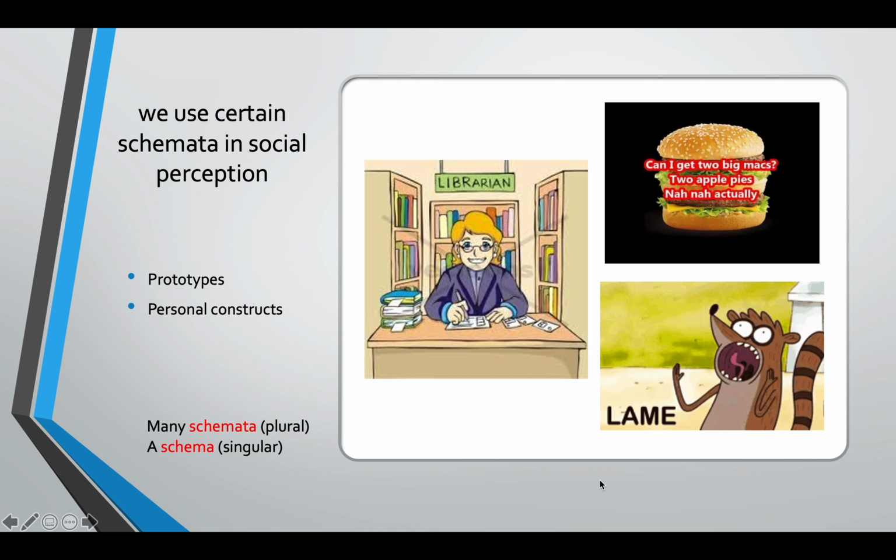We also have personal constructs. Each of us has certain ways of describing the qualities of people that we carry around inside our heads. And so over there on the right, you see the word lame. I remember when I was substitute teaching, the students that I worked with would call things either cool or lame, basically. And so they had these narrow constructs for thinking about people, and they use them constantly to describe people.